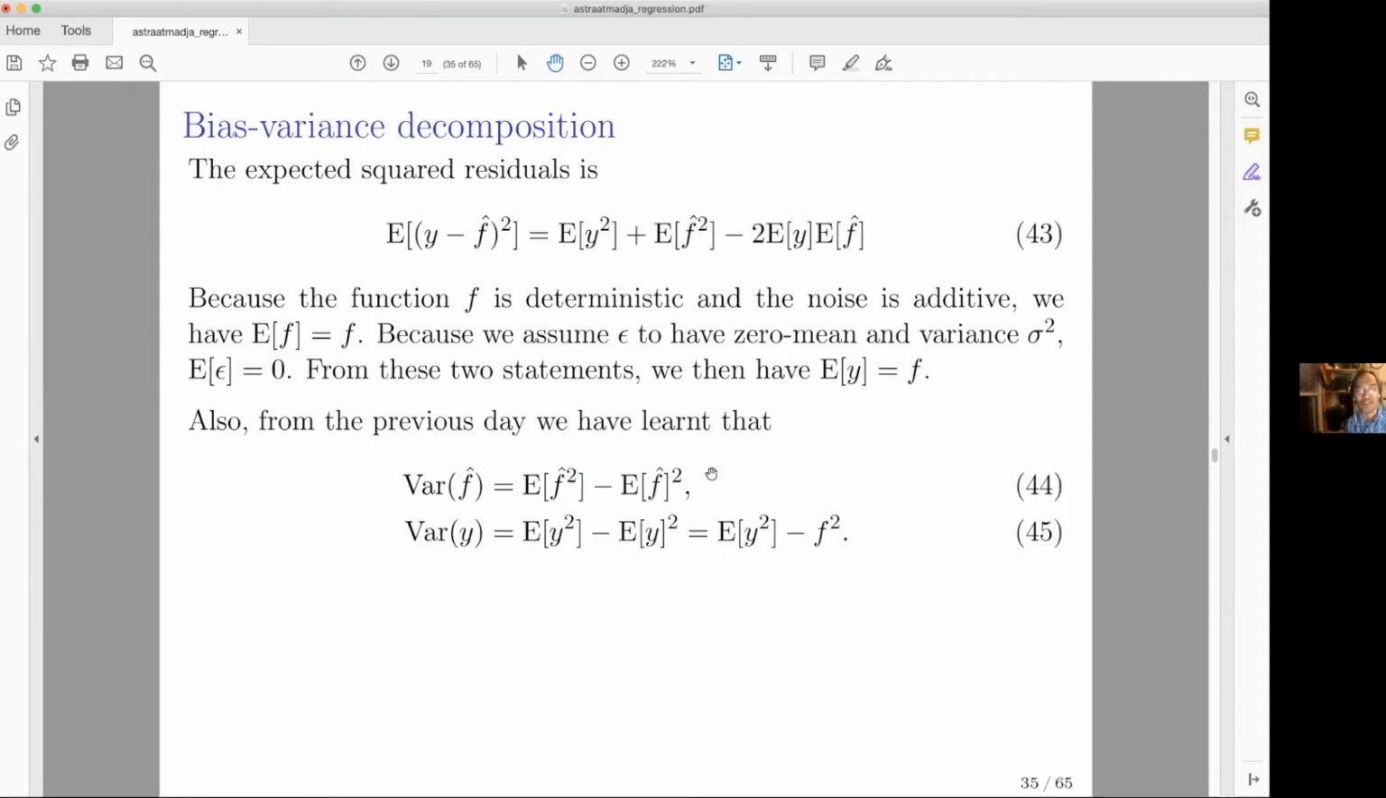All right. Before we have learned that the variance has the form of this. Because we assume the true function here is deterministic and the noise is additive, we can say that the expectation value of f is actually f, because it's deterministic. Because we assume the noise has zero mean, the expectation value of the noise is zero. So from the previous equation, the expectation value of y is f. So you can put it here.